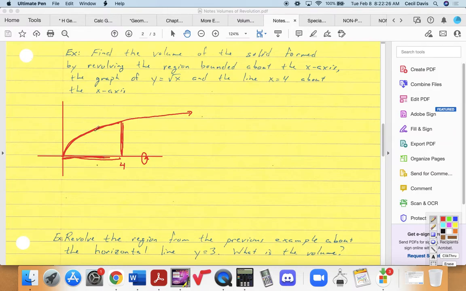So that means that every cross-section that I take is going to be attached to my axis of revolution. So when I spin this around, am I going to get a circle or an annulus? Circle. We're going to get a circle. And this is going to be the radius of the circle. So this point is going to be some random x coordinate, and the y coordinate is going to be the square root of x. This point will be some random x coordinate, and the y coordinate will be 0.